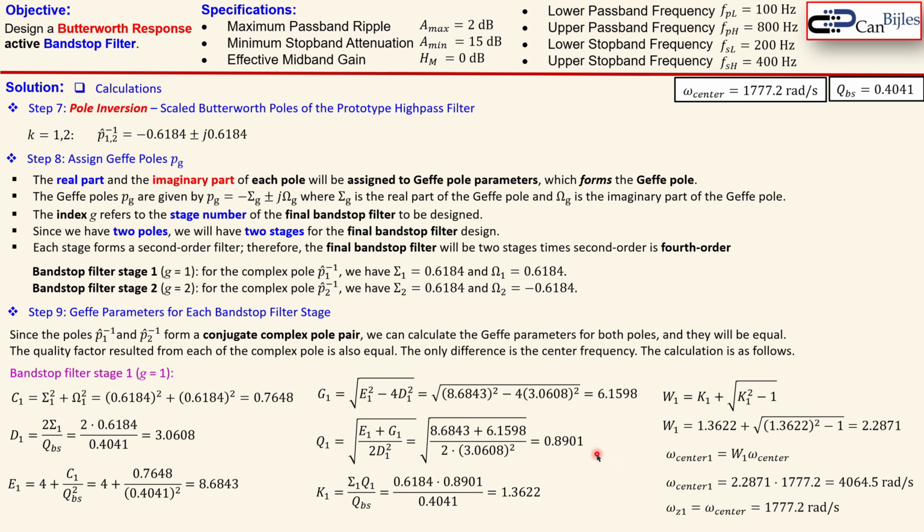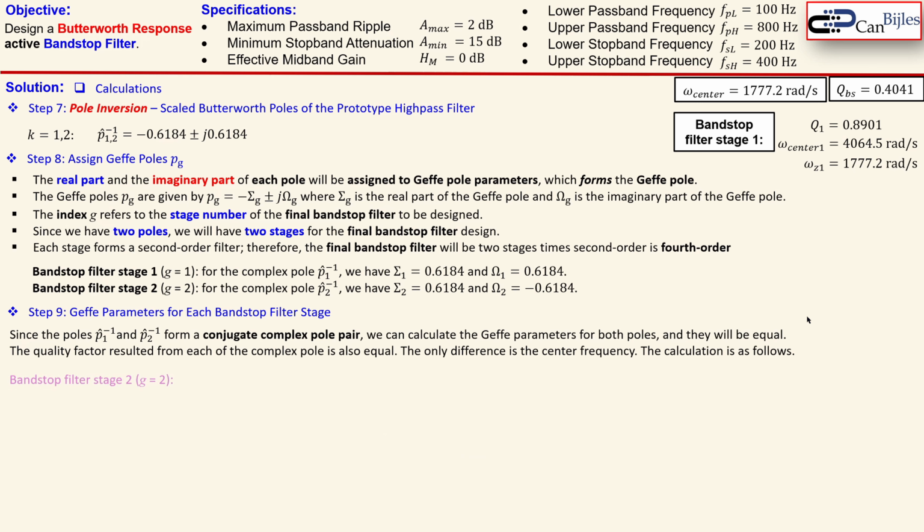Also a zero which is required for our band stop filter stage, and that zero for this first stage, omega Z1, is equal to omega center, which is then 1777.2 radians per second. This is now the band stop filter stage with the summary of the quality factor, the center frequency and the zero frequency. Now we can move on and do the exact same procedure for stage 2.